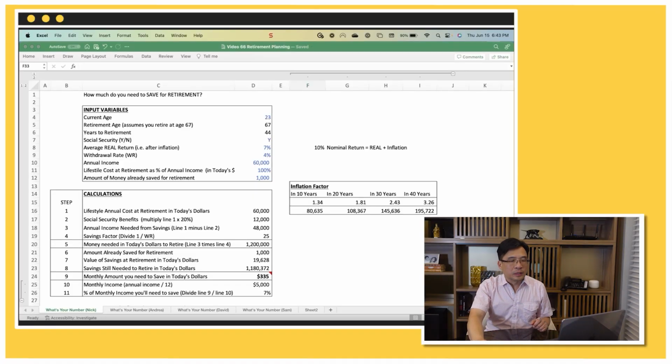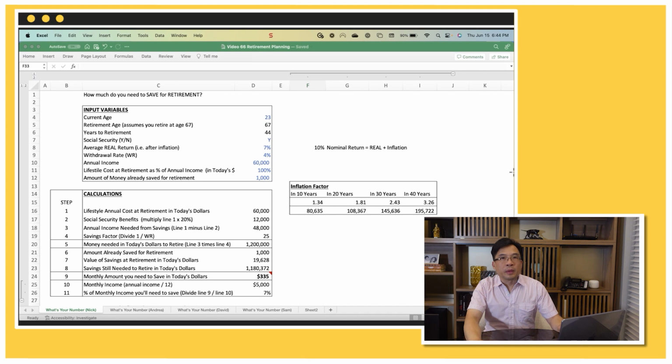In 40 years, $60,000 will be equivalent to $195,000 40 years from now. So that means that at a 3% inflation rate, you would need $195,000 to have the same purchasing power as today. So this is an extremely important concept. Make sure you understand the impact of inflation in your retirement plan.